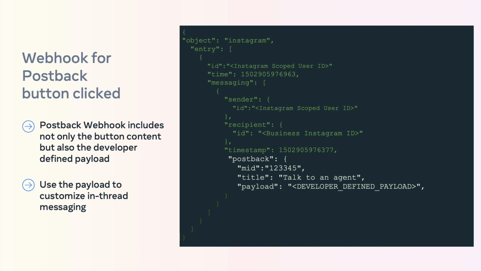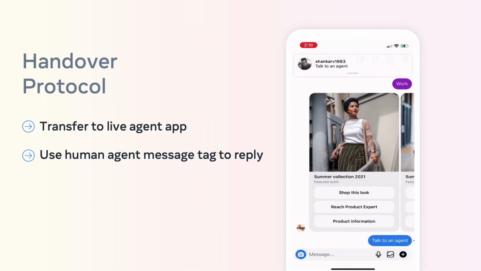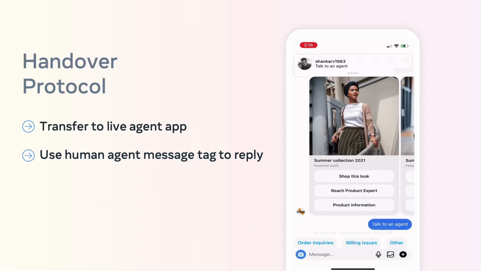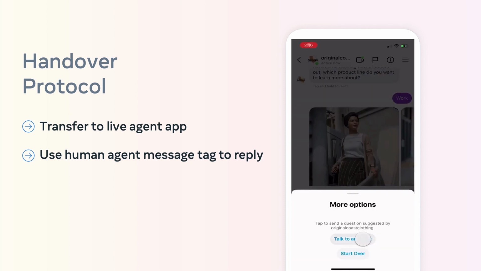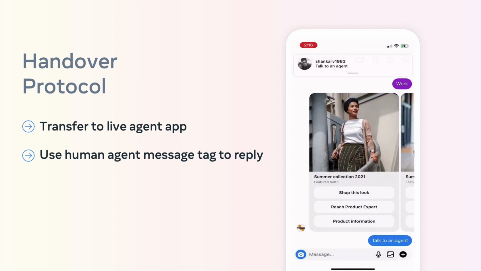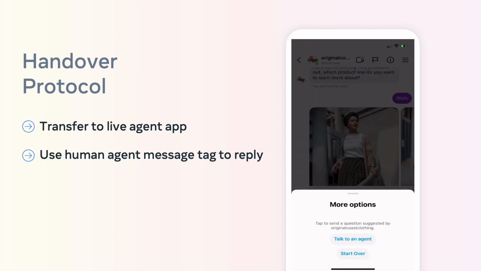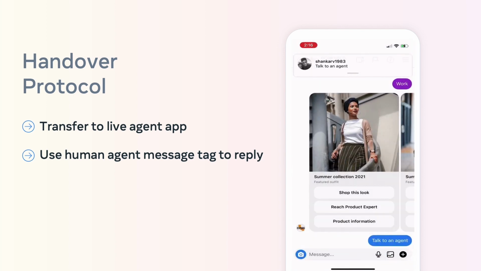For example, your app can use the payload to determine the fact that the customer needs live support, and you could choose to use our handover protocol to pair the customer with a live agent to have a more effective conversation. Once a human agent is replying, we encourage apps to use the human agent tag on the send API request.